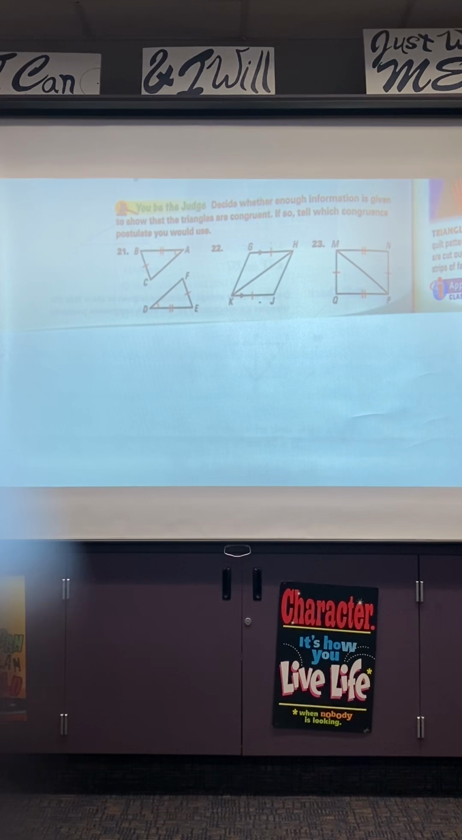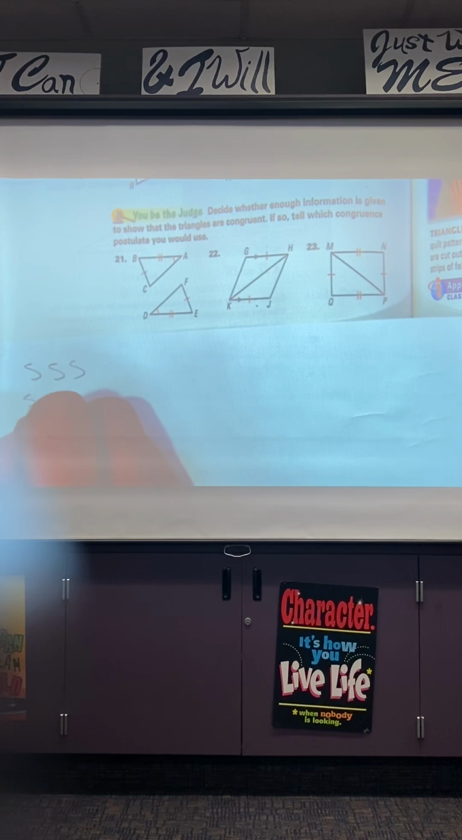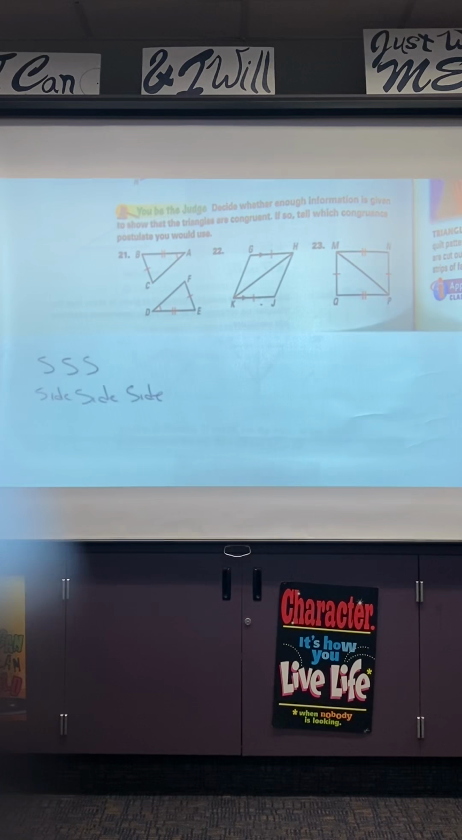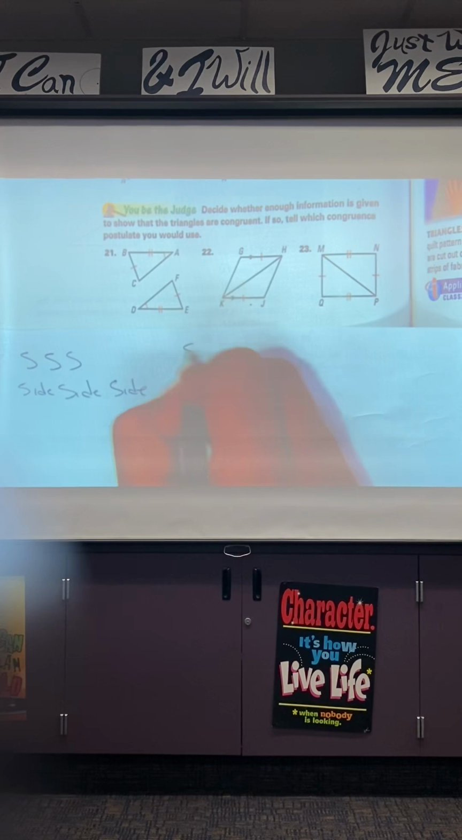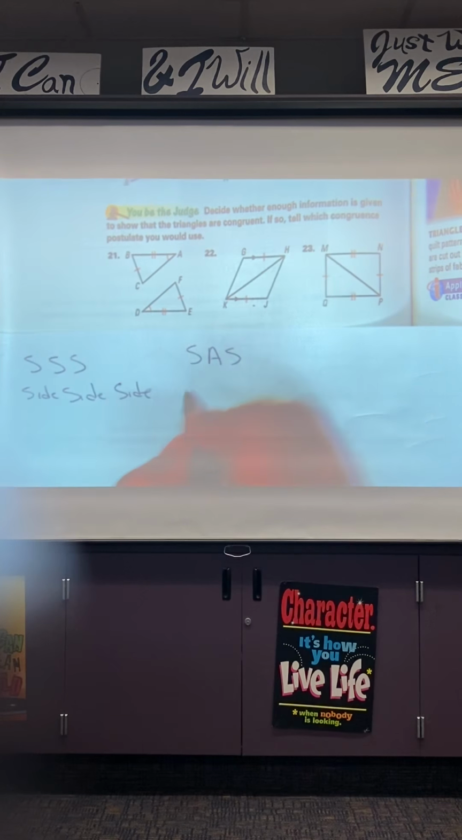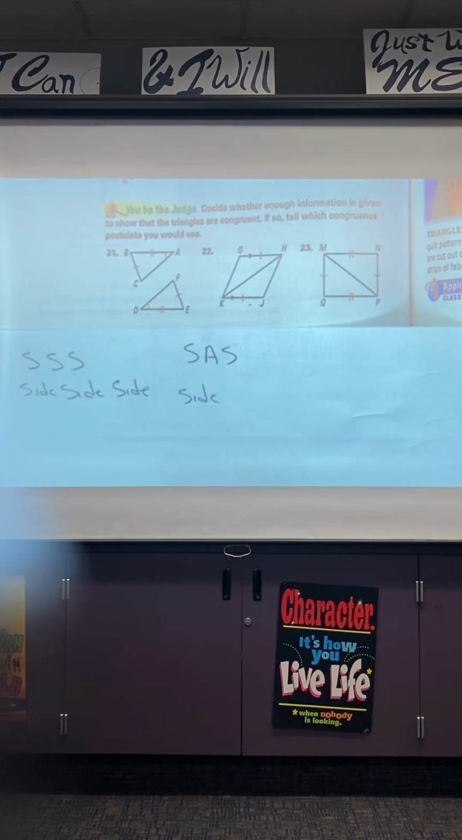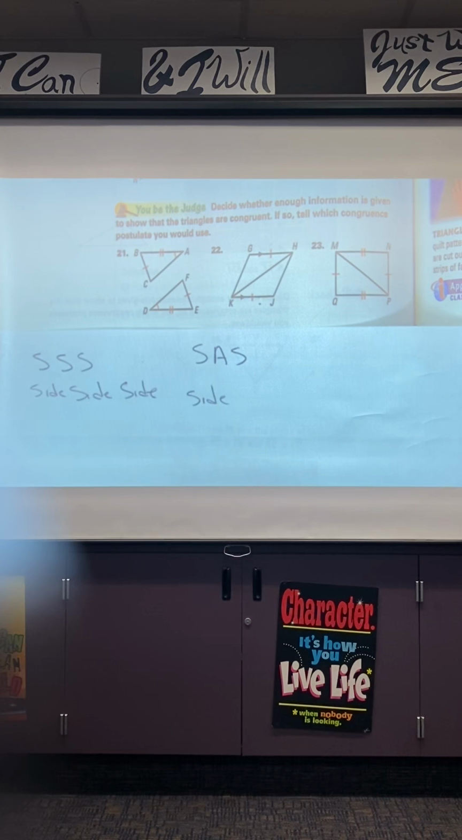Okay, before going on to the break, we started on chapter 5, lesson 2, and we were going over proving triangles are congruent. And we went over two postulates: the first was side, side, side, or SSS, and the second was side, angle, side. So again, we're just going to do 3 problems so that we can refresh our brain and go over these 2 postulates to prove that 2 triangles are congruent.